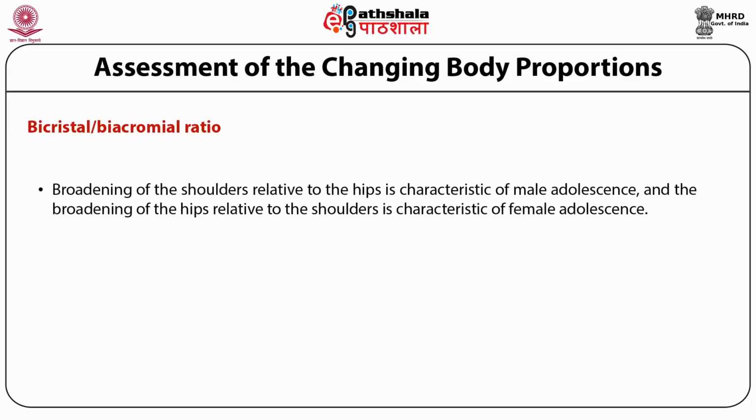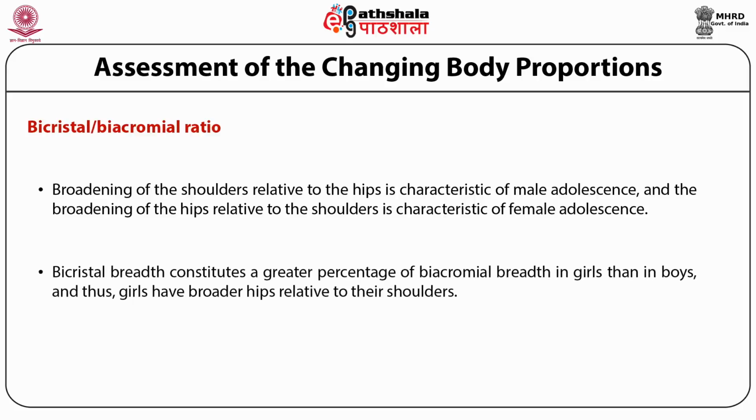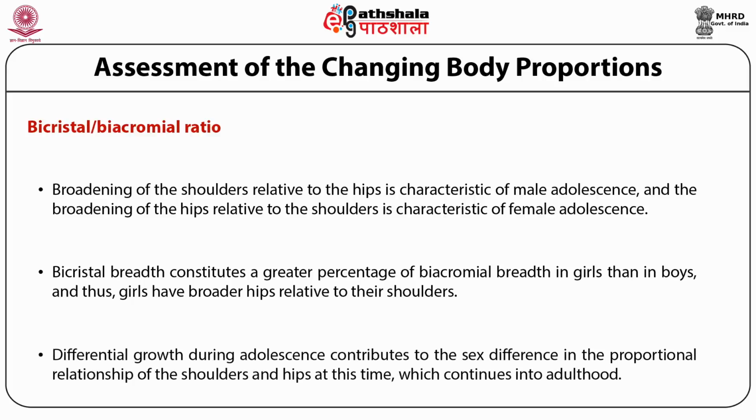Broadening of shoulders relative to hips is characteristic of male adolescence, and the broadening of hips relative to shoulders is characteristic of female adolescence. The ratio of bicristal to biacromial breadth indicates the differential growth of these two trunk dimensions during childhood and adolescence. Bicristal breadth constitutes a greater percentage of biacromial breadth in girls than in boys, and thus girls have broader hips relative to their shoulders. Differential growth during adolescence contributes to the sex difference in the proportional relationship of the shoulders and hips at this time, which continues into adulthood.